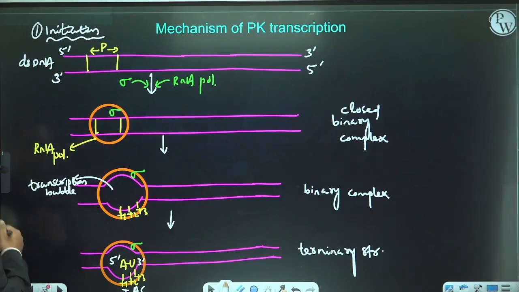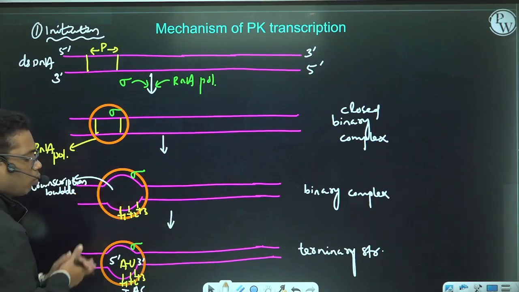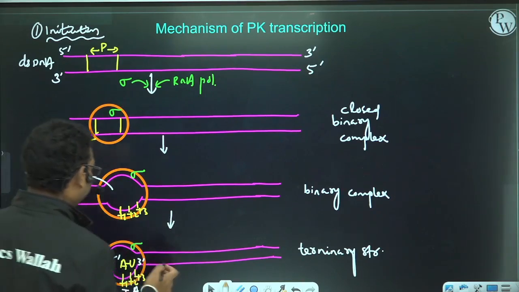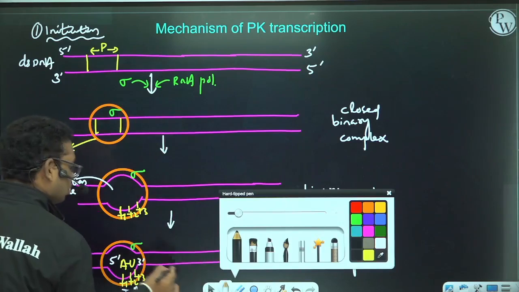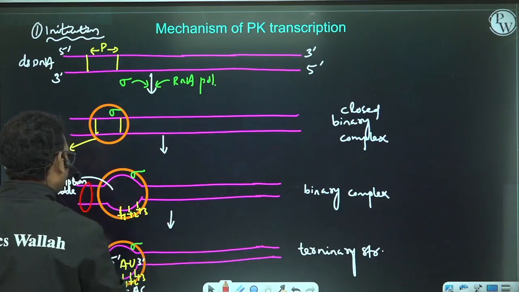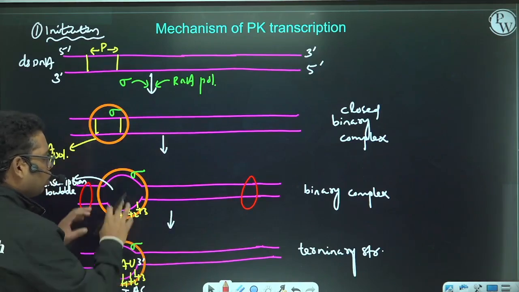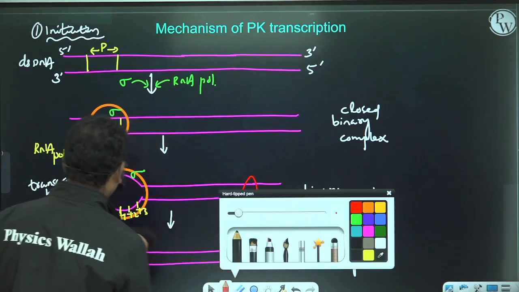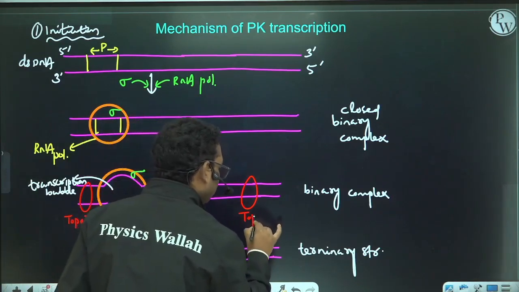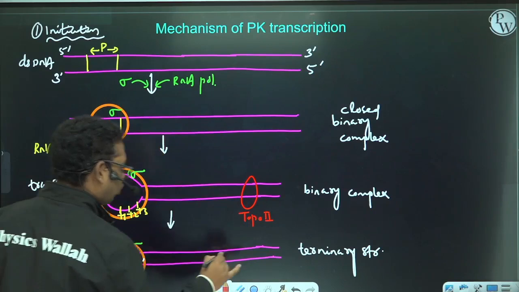Okay. Now, when the DNA opens at the promoter region, there will be supercoiling, and the supercoiling will be removed by topoisomerase. So at this end, topoisomerase 1 will go and bind, and at this end topoisomerase 2 will go and bind, and they will remove the tension produced due to the opening of the DNA at this region. So here I will have topoisomerase type 1, here I will have topoisomerase type 2.